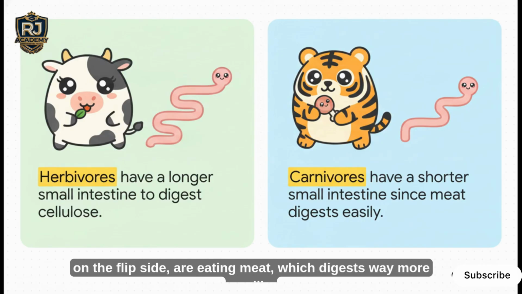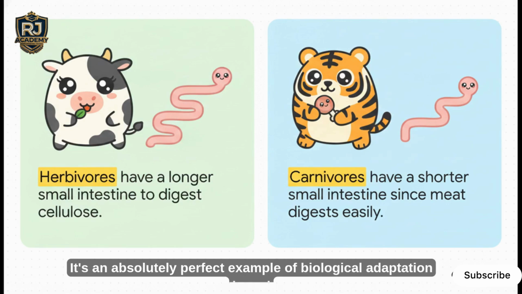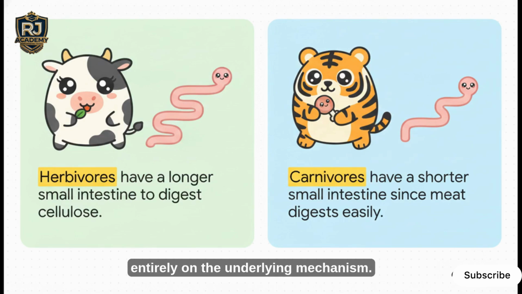Carnivores, on the flip side, are eating meat, which digests way more readily. Because of this, they simply don't need that extended intestinal length. It's an absolutely perfect example of biological adaptation based entirely on the underlying mechanism.